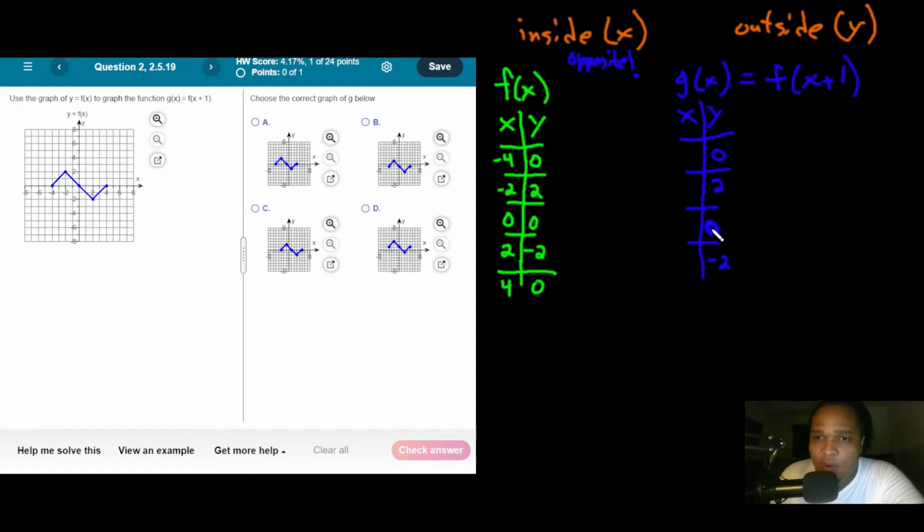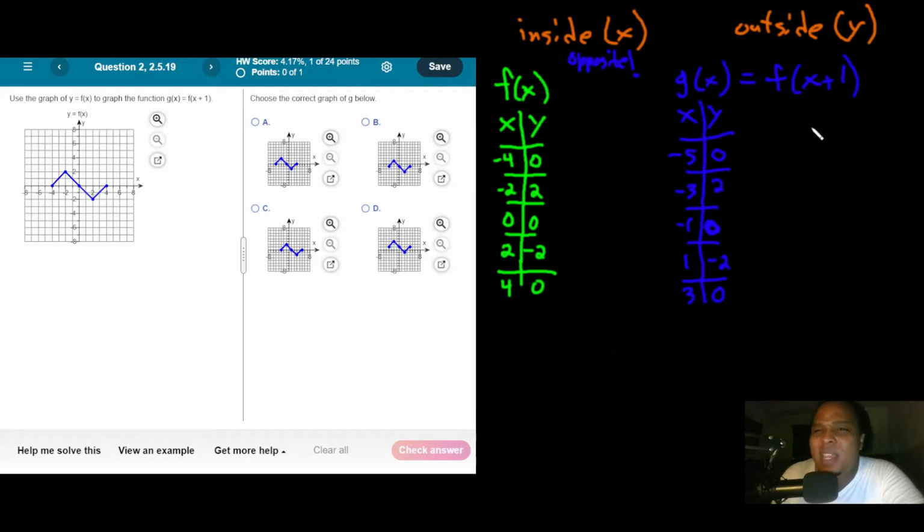This is a 0 here. -2, and then we have 0. So the y's are going to stay the same because there's nothing going on outside. What about inside? Well, we do the opposite of what we see in there. So we're going to subtract 1 from all of our x's. So this is -4 minus 1, we get -5. -2 minus 1, we get -3. 0 minus 1, we get -1. 2 minus 1, we get 1. 4 minus 1, we get 3. And this is our brand new function.